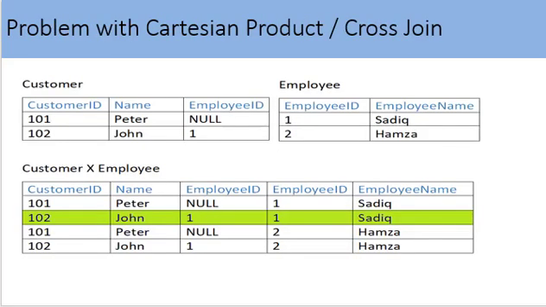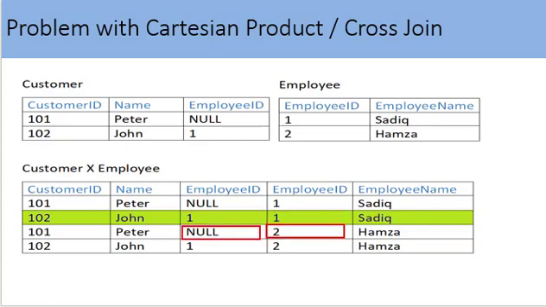Now let us examine the result of cross join between customer and employee tables. There are two columns with the name employee ID. In the first row, first employee ID column has a value of null, whereas second employee ID has a value of 1. This is misleading. The fact is that we have not assigned any employee ID to customer 101 in the customer table. In the second row, both of the employee ID columns contain 1 as their value. It means this is correct information. In customer table, we have assigned employee ID 1 to customer 102.